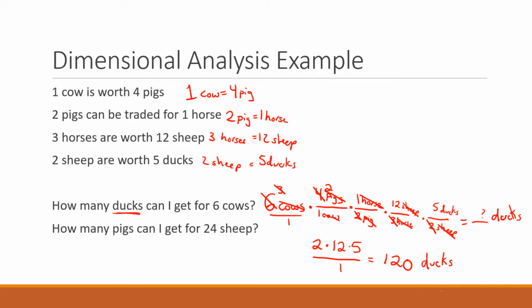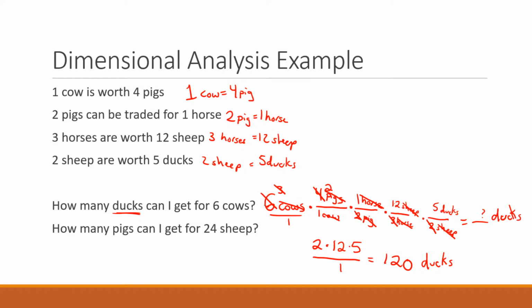I only did math once. I only did math at the very end when I simplified all this out. This is the only math I did. 2 times 12 times 5 divided by 1. It's the only math I did. There is so much less opportunity to mess up when you only have one place that you're doing the math in.